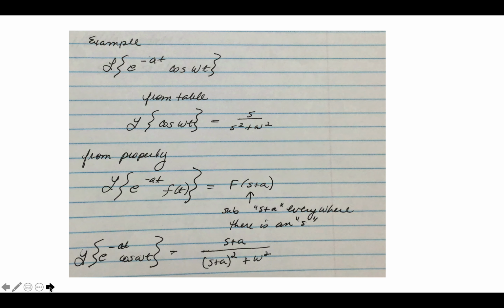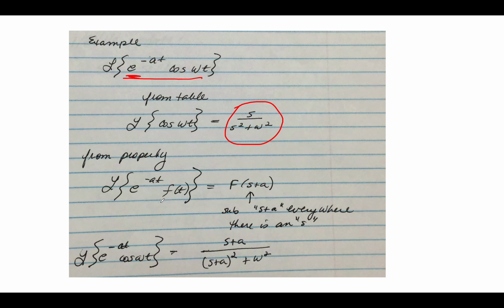Okay, so here's an example. Let's suppose we have the transform, and I know that this is actually in a table, but we're going to use it as an example because it illustrates a few things. So we have e to the minus at cosine omega t. From the table, we know that the transform of cosine omega t is s over s squared plus omega squared.